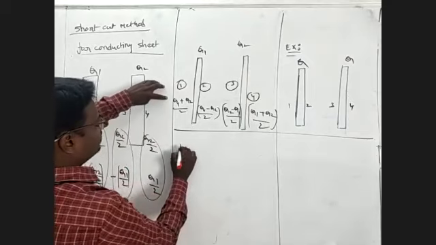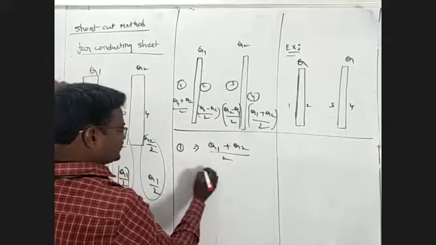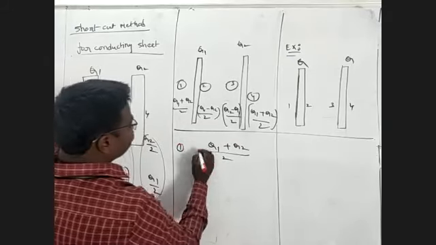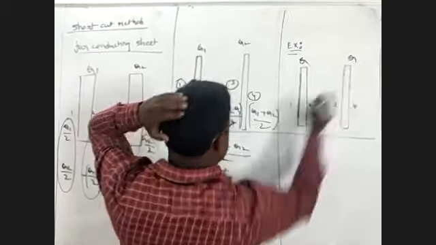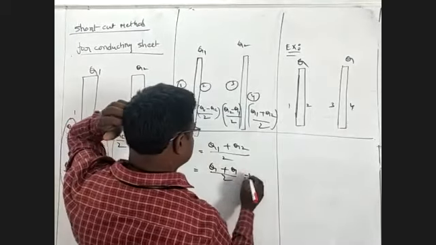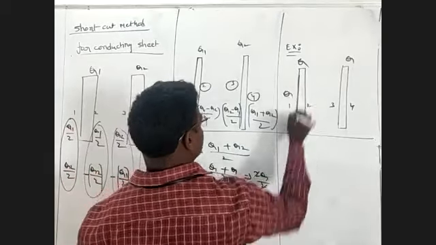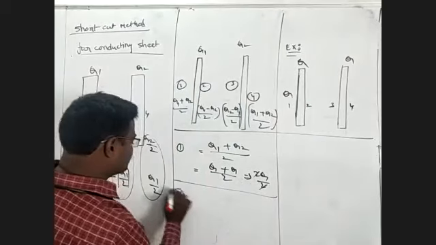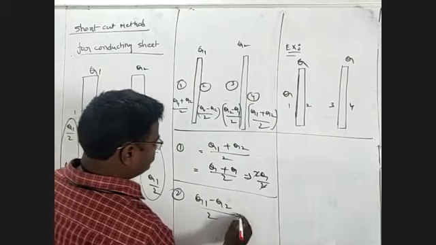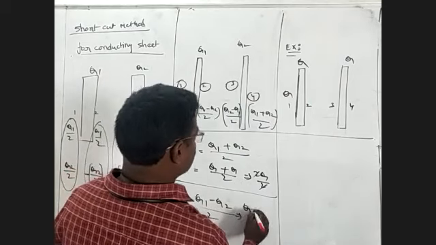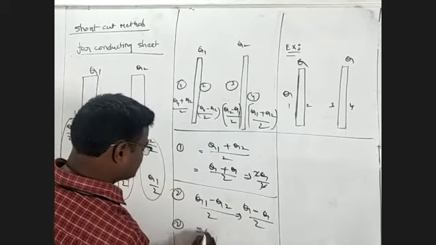In region 1, it is Q1 plus Q2 by 2. Q1 means Q and Q2 means Q, so the answer is 2Q by 2. Next, region 2: Q1 minus Q2 by 2. Q1 is Q and Q2 is Q, so the answer in region 2 is 0.